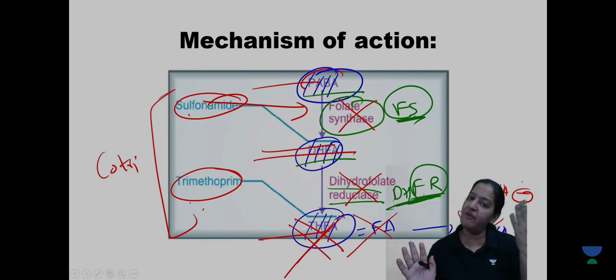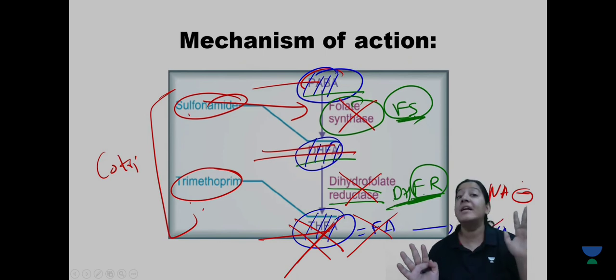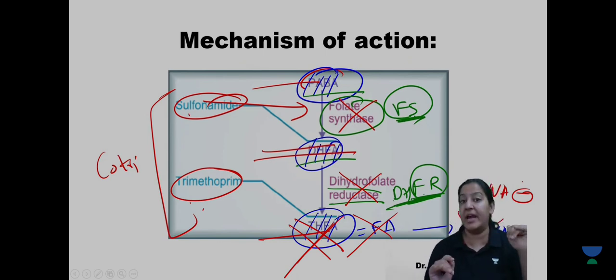Because for the synthesis of DNA, folic acid is required. So these two drugs are not directly inhibiting the synthesis of DNA. For DNA synthesis we need folic acid, and both drugs are inhibiting the synthesis of folic acid. Therefore, both of them are indirect nucleic acid synthesis inhibitors.